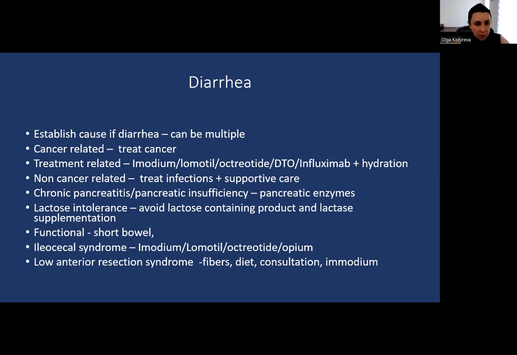I never know if my patient needs twice tincture of opium and one Imodium. We work together and find a schedule which works for specific patient and specific patient lifestyle and time when they eat. And low anterior resection syndrome, diet, fibers, and consultation with gastroenterologists who know how to manage this.